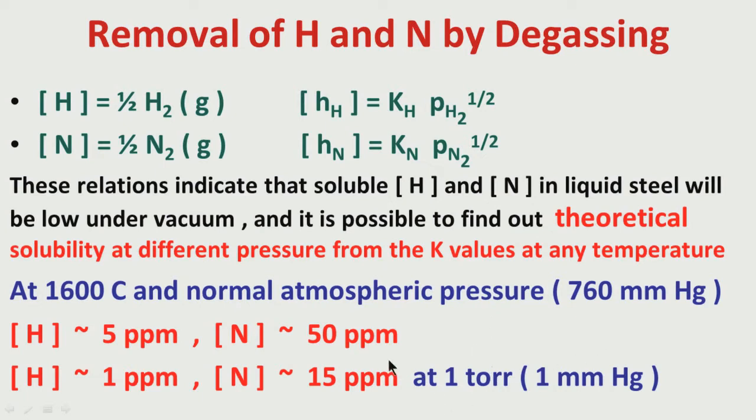Now, we can bring it down, just look at the figures. When we go to vacuum, that means what is called torr. One torr is 1 millimeter of mercury. 1 atmospheric pressure is equivalent to 760 millimeter of mercury column. That means at 1 millimeter of mercury column, that means at 1 torr, look at the figures. Hydrogen can come down to 1 ppm, nitrogen can come down to 15 ppm.